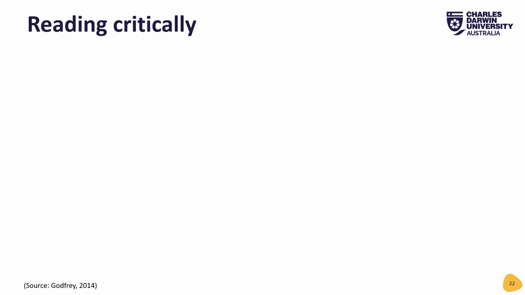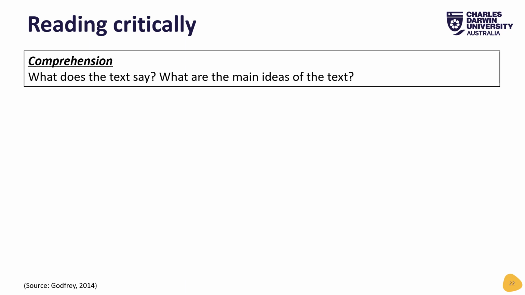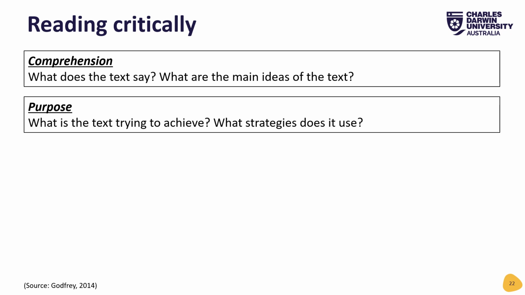At university, I have no doubt that you will hear the term critical reading a lot, so let's take some time to consider what this actually means. As a first step, when we read, we need to ensure that we understand. Comprehension is important. What does the text say? What are the main ideas of the text? But we need to go deeper. This includes thinking about the purpose of the author. What is the text trying to achieve, and what strategies does it use to achieve them?